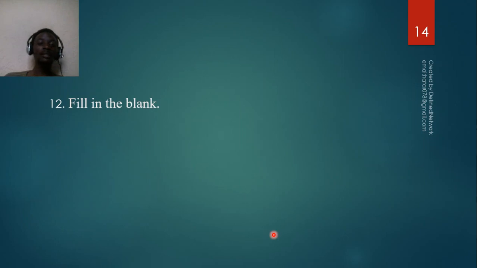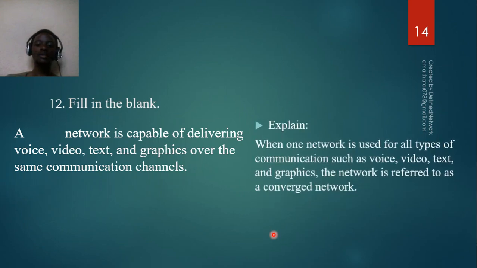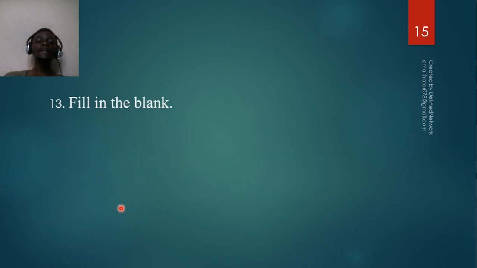A network is capable of delivering voice, video, text, and graphics over the same communication channel. Remember, on the other slide above we discussed that. When the network is used for communication such as voice, video, text, and graphics, the network is referred to as a convergent network. So the answer is convergent.